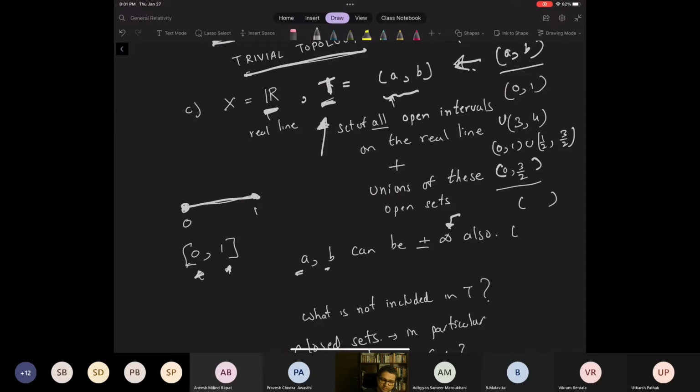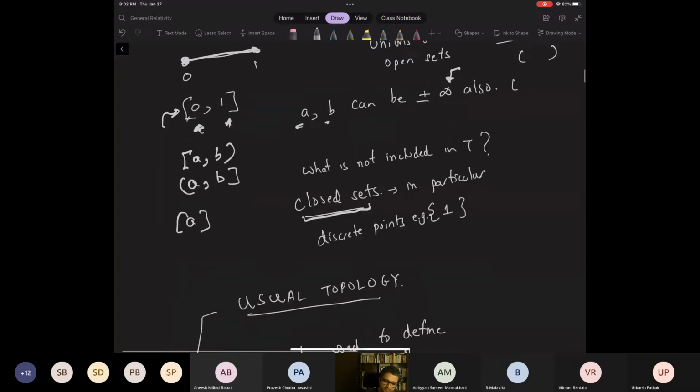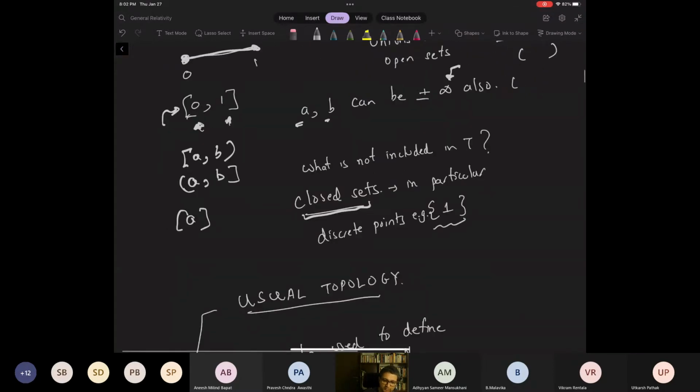Okay, so those are the subsets that we're excluding from T. We're excluding these closed intervals, or even something like this. Okay, left closed, right open, or left open, right closed. Or the specific limiting case of something like this, where you just have a single point in a closed interval, which is just that point itself. So a single point like 1 by itself is not included inside T.